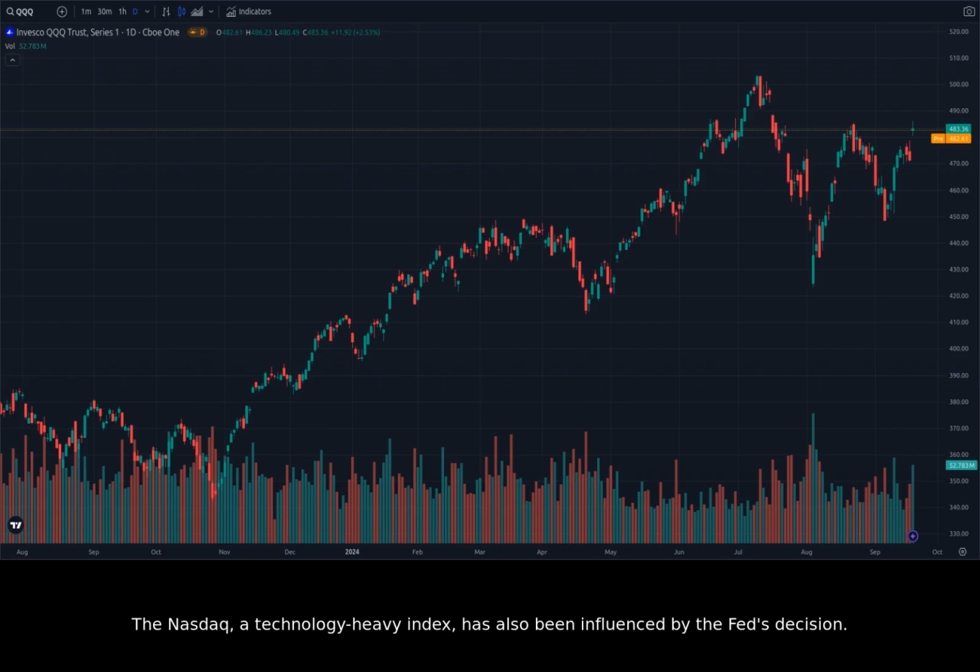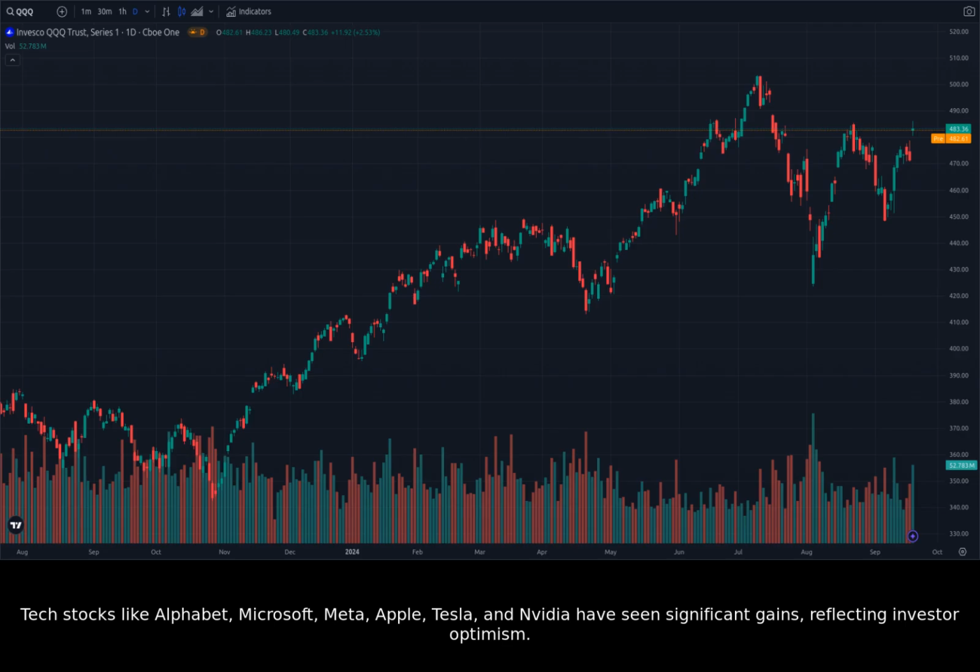The Nasdaq, a technology-heavy index, has also been influenced by the Fed's decision. Tech stocks like Alphabet, Microsoft, Meta, Apple, Tesla, and Nvidia have seen significant gains, reflecting investor optimism.